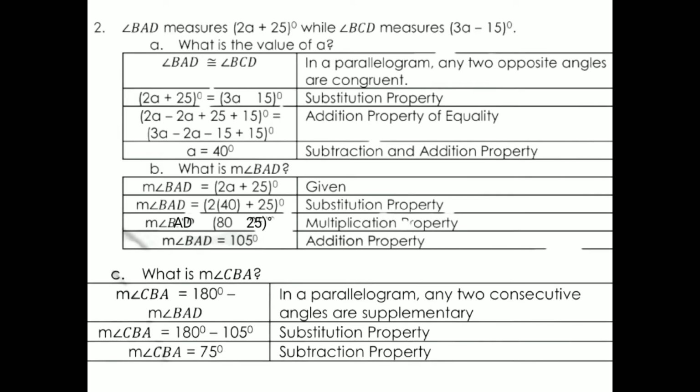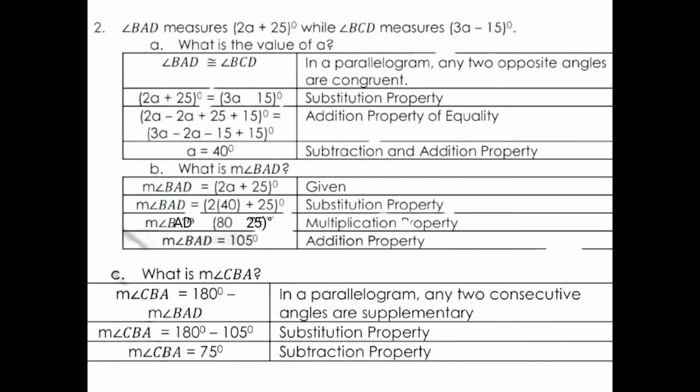So number 2, let's try to solve naman yung mga angles. So sa question natin, angle BAD measures 2A plus 25 degrees, and then angle BCD measures 3A minus 15 degrees. So the question is, what is the value of A? So hahanapin natin is yung value noong A, noong variable.